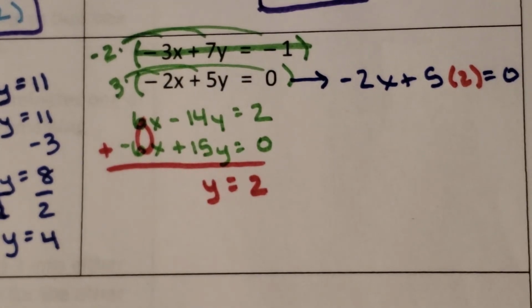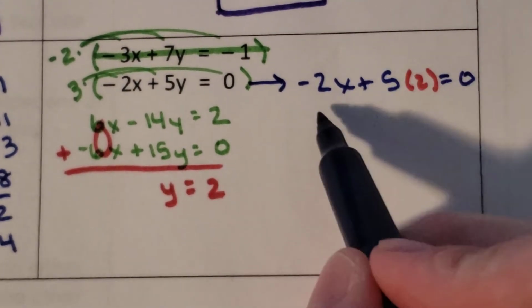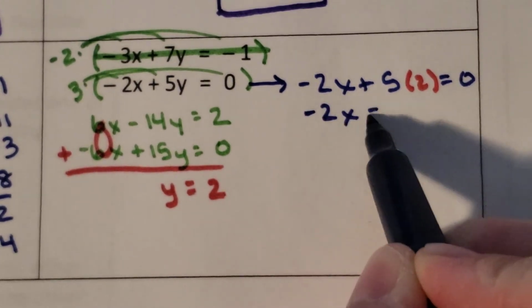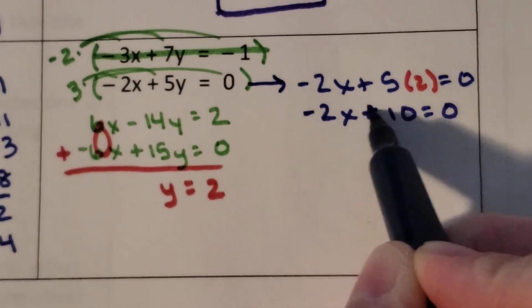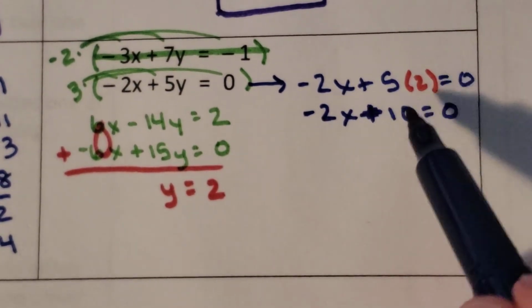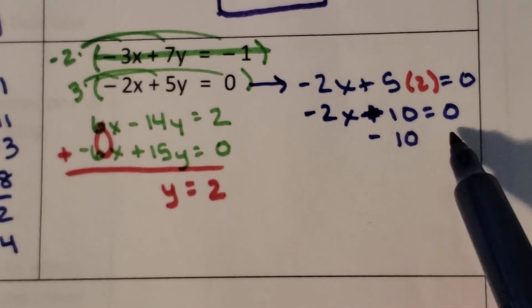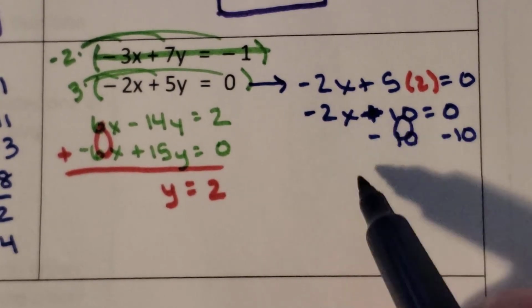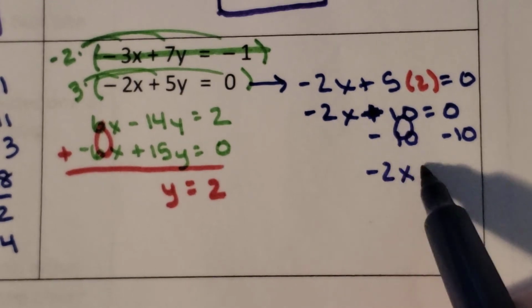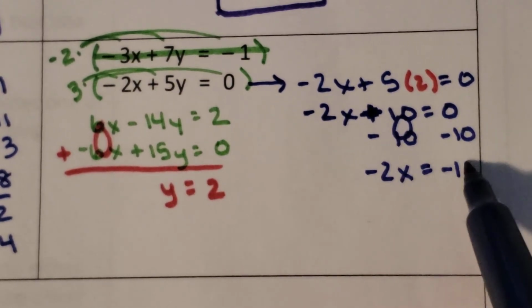Okay, and continue solving. 5 2's is 10. Oops, got a little crazy there. Reverse of positive 10 is negative 10. What I do on one side, I do to the other. 10 over negative 10 is nothing. Bring down negative 2x equals 0 minus 10 is negative 10.